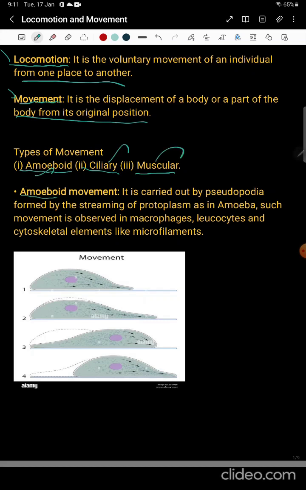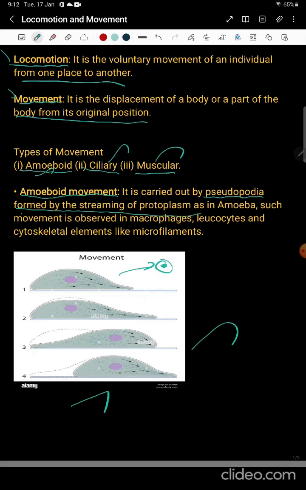Amoeboid movement means amoeba-like movement. Certain cells like macrophages experience this kind of amoeba-like movement. See here, this is the amoeboid movement. This is the macrophage cell. It is attracted towards the foreign particle. If this is an unwanted foreign particle, it should be eradicated. Our macrophage is attracted towards the foreign particle and moves along towards it. This is how the amoeboid movement takes place in macrophages. It is carried out by pseudopodia, false feet, formed by the streaming of protoplasm.